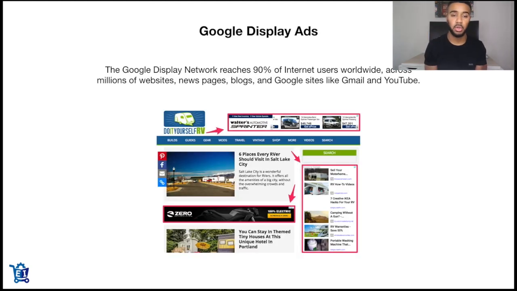Now, Google Display Ads. Google Display Network reaches 90% of internet users worldwide across millions of websites, news pages, blogs, and Google sites like Gmail and YouTube. So if you look here, I have highlighted a few Google Display ads that are showing up on this website. For example, here are 3 different banner ads that are showing up, and this is what they look like. I'm sure some of you guys have seen them before.